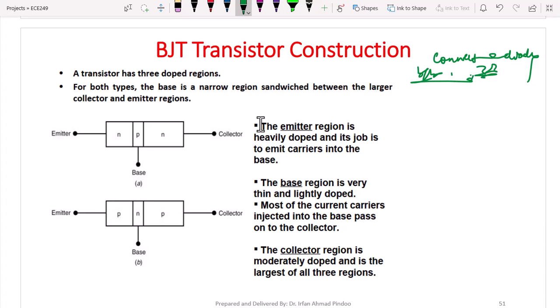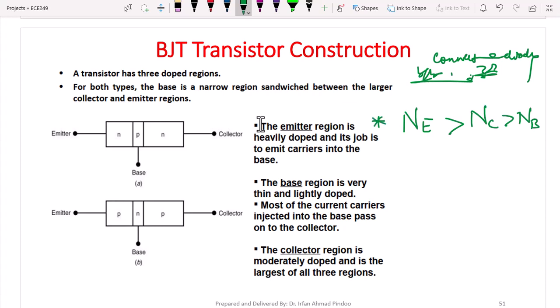So how can we answer this question? Okay, the explanation lies here. If the three regions, collector, base and emitter, are compared, we follow certain things like the doping of the emitter must be greatest, followed by collector, and then followed by base. Now what is the reason for this?